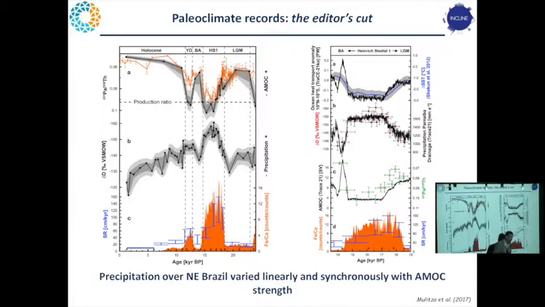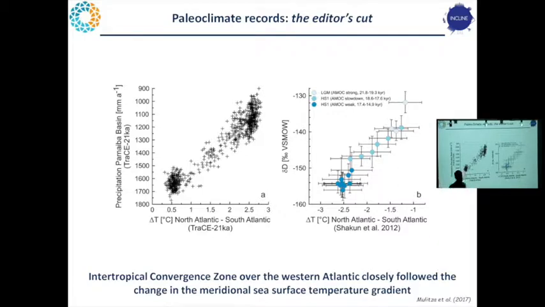Black is model run, and green in this case, red or blue is proxy. So major increase in precipitation over northeastern Brazil during periods of collapse of the Atlantic meridional overturning circulation. And we showed that intertropical convergence zone over the western Atlantic closely followed the change in meridional sea surface temperature gradient. And this is a synchronous and linear relationship.